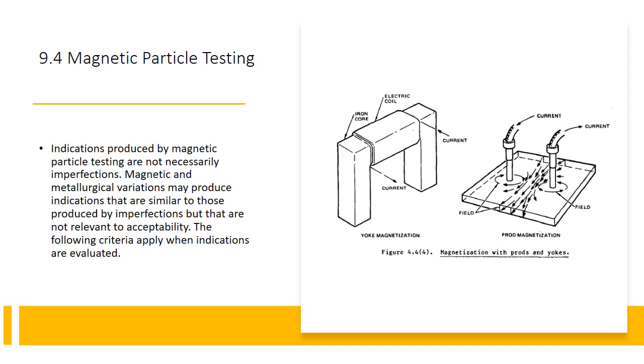So this is just telling us that with mag particle testing, just the way that they make steel and pipe, there's going to be some imperfections that might show up as a defect, but they're not necessarily an imperfection. It's an indication. So you need to kind of understand that. So we're going to go through the criteria that keeps it from being relevant or makes it relevant.